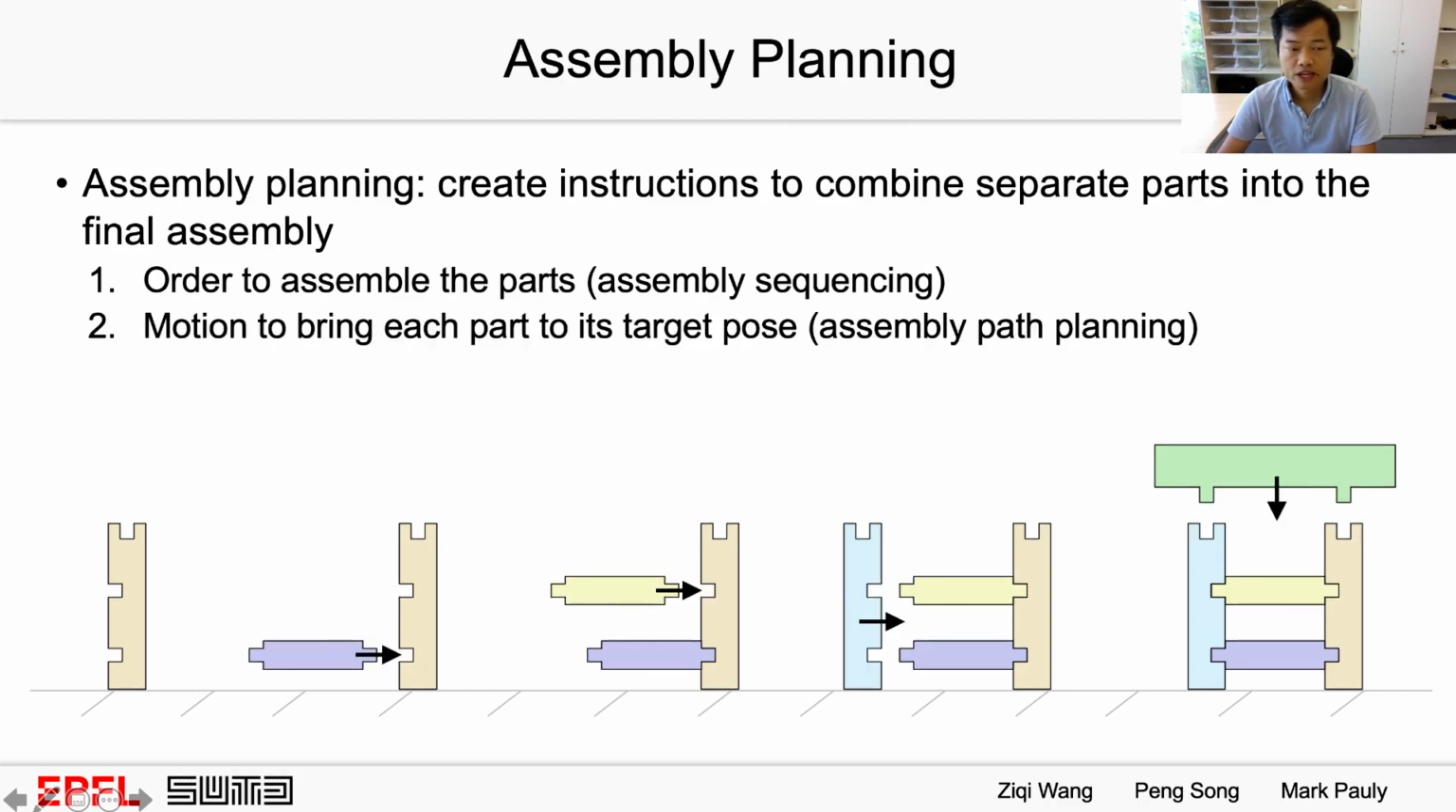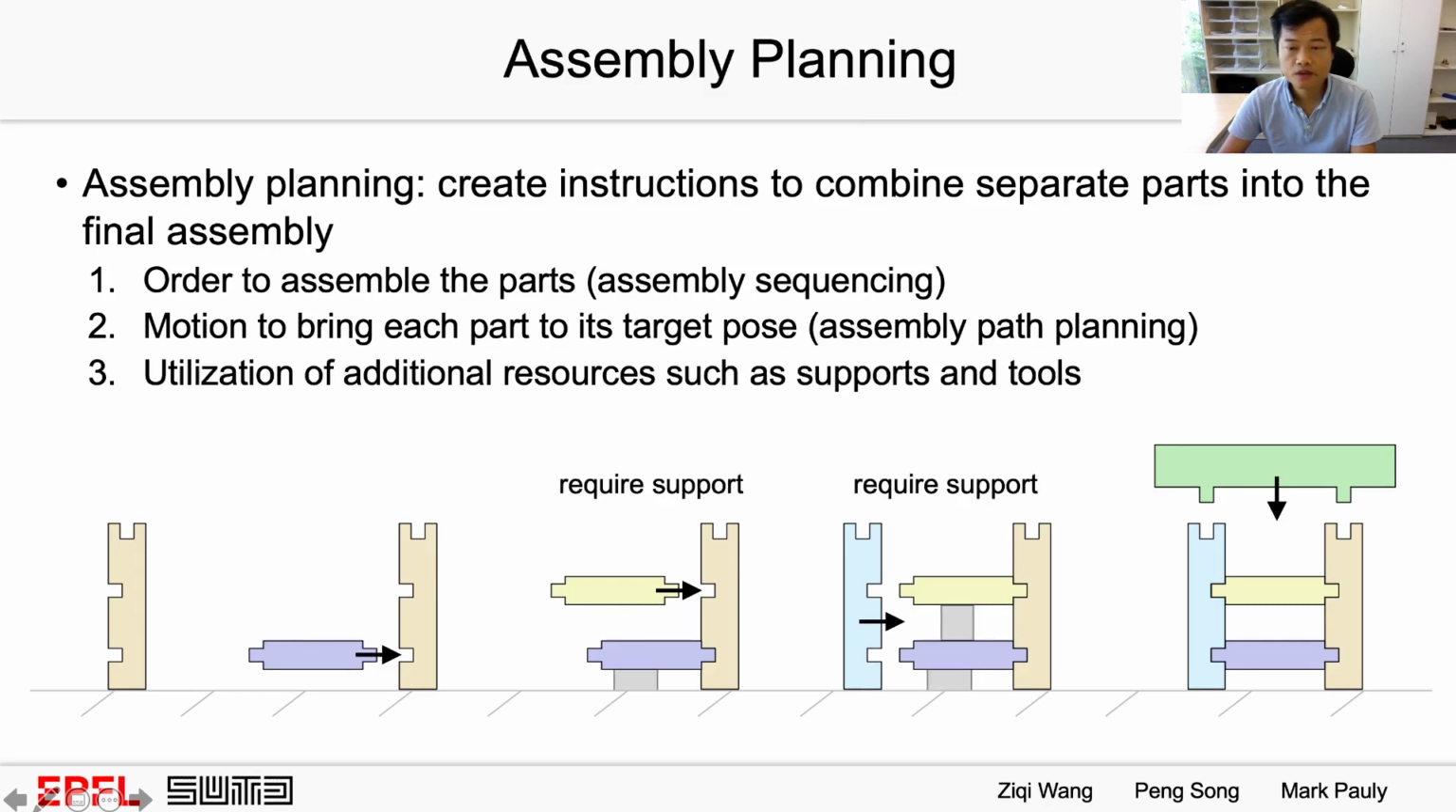Second, motion to bring each part to its target pose, also called assembly path planning. In this example, for the blue, yellow, and cyan parts, we simply translate them from left to right. And for the green part, we translate it downward. Third, utilization of additional resources for the assembly process, such as supports and tools. Look at this intermediate assembly. The blue part is held by using a support. Similarly, we use a support to hold the yellow part in this intermediate assembly.